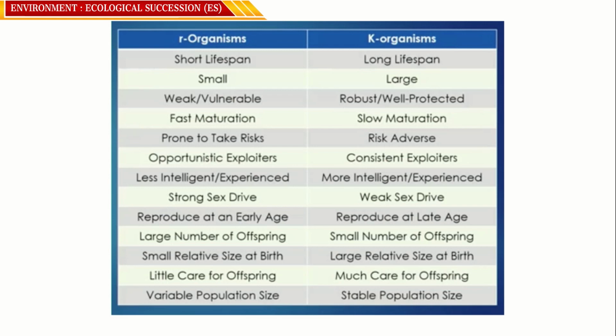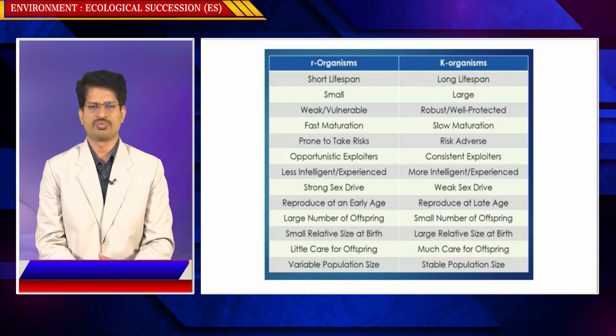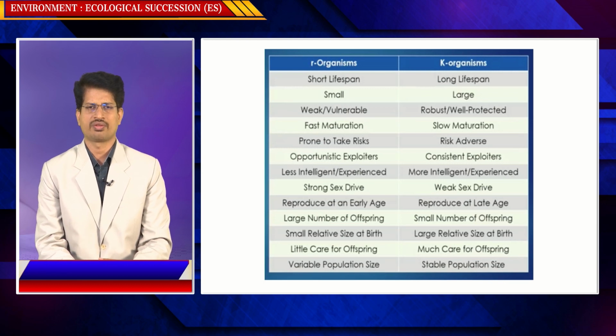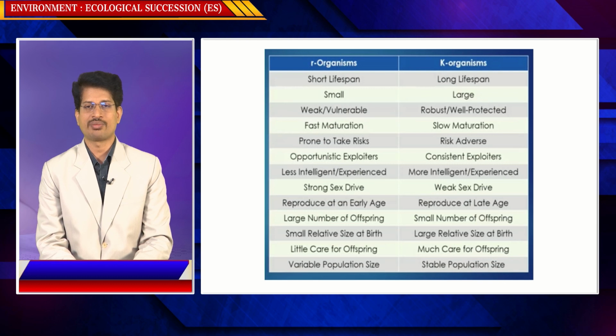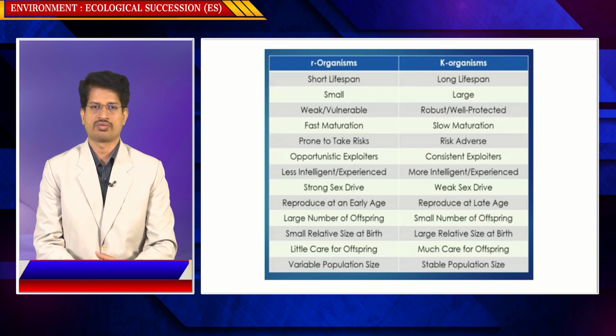Short lifespan: some animals have a short lifespan and some have a long lifespan. For example, take the case of mosquitoes or houseflies. Their lifespan is confined to a couple of days or less than a week. Some animals with a long lifespan can live for years together, 50, 60, 70, 100 years. So that is one of the differences.